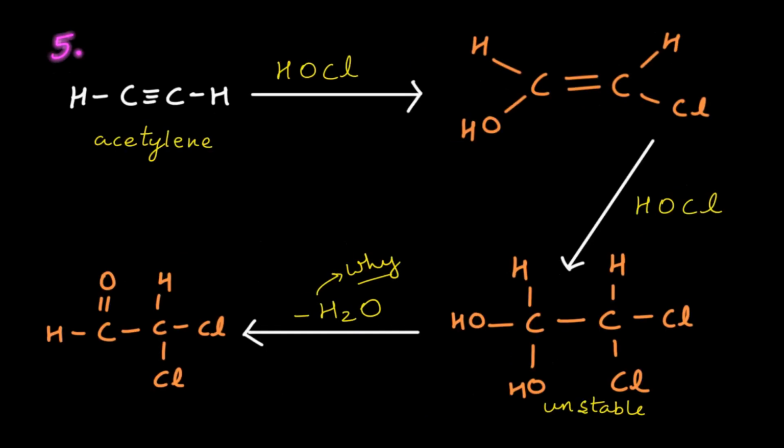Let's move to the fifth. Now in the fifth reaction, when acetylene is treated with HOCl, hypochlorous acid, in this reaction, if you look closely, oxygen is more electronegative than chlorine. So OH will have a negative charge and Cl will have a positive charge. In the first case, you can attach any group to any carbon. OH is attached to this carbon, chlorine is attached to this carbon, right?